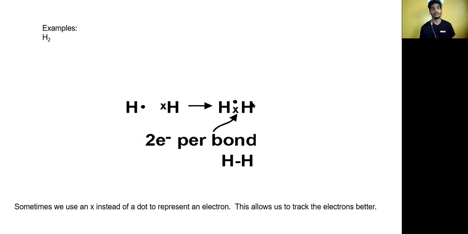Now, an example. This is very important, so please students, pay attention. In the case of hydrogen, one hydrogen is represented by a dot and another hydrogen by a cross, to show the electrons. When they combine, they share two electrons per bond, H–H. Sometimes you can use the dot to represent it. So this is a sequence.